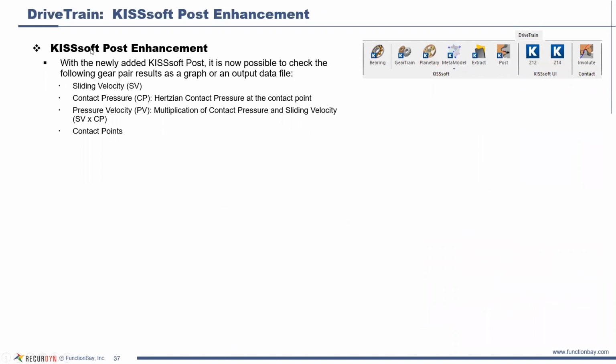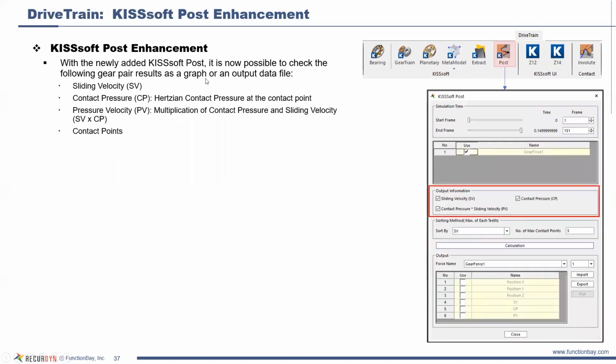And there are also enhancements to the KISSOFT post features. The enhancement here is that there's some new data that can be output. You can now output sliding velocity, contact pressure, which is the Hertzian contact pressure at the contact point, and pressure velocity, which is the multiplication of the contact pressure and the sliding velocity, and also output of the contact points.